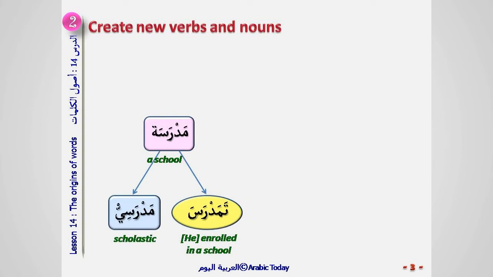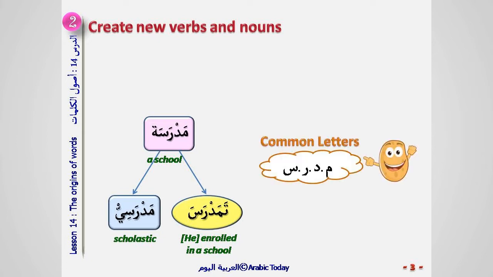Now let's focus on the word madrasa. From it, we can create a new verb, tamadrasa, and a new noun, madrasi. Here again, the three words have in common the letters mim, dal, ra, sin, which appear in the same order.